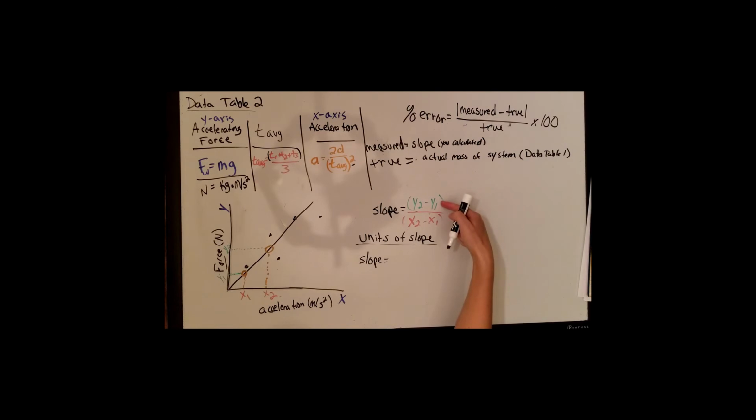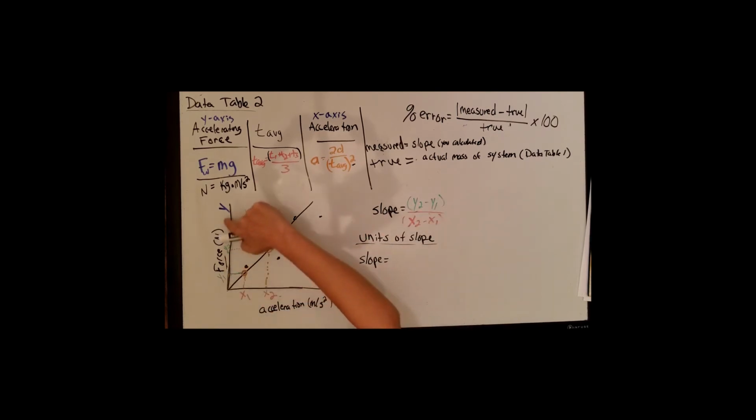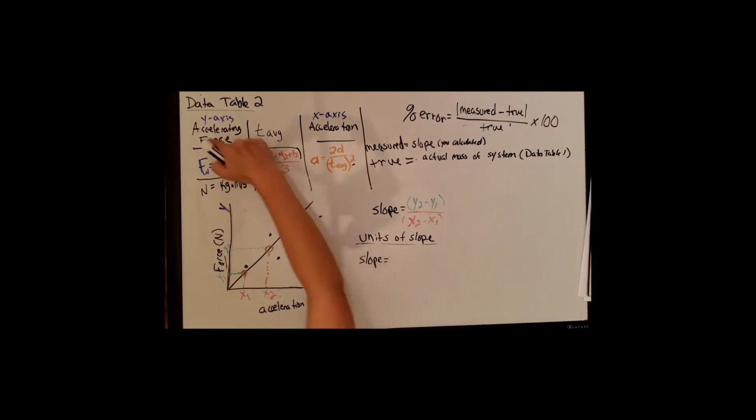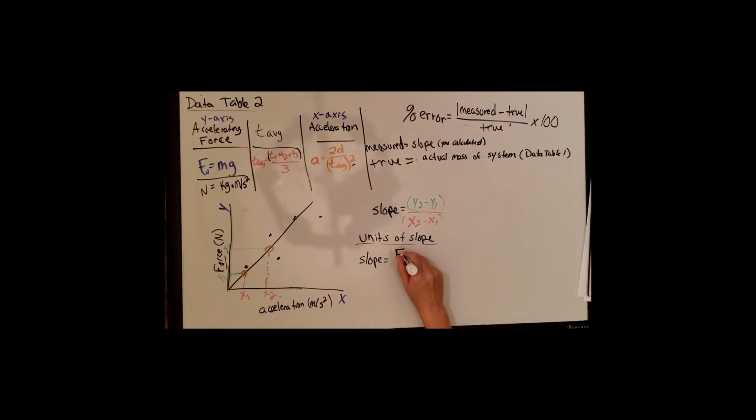But what is y? Well, to figure that out, you look at what you plotted on the y-axis. The y-axis was the accelerating force. So it was the force. What are our x values? Those are all representing acceleration. All right, so force is measured in what? Remember, we're looking at units. It's measured in newtons. Our acceleration is meters per second squared.